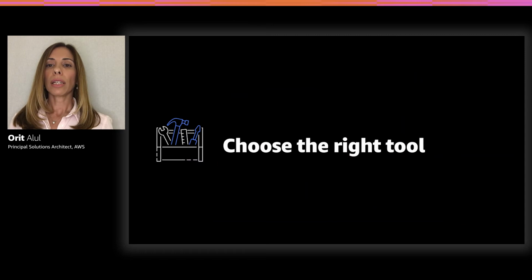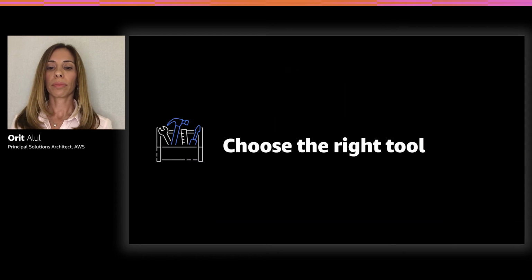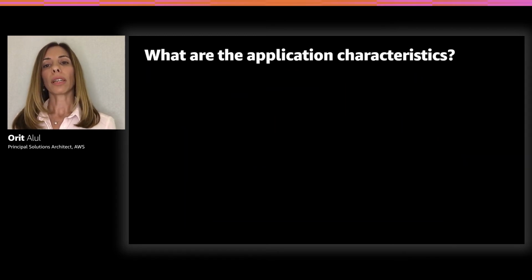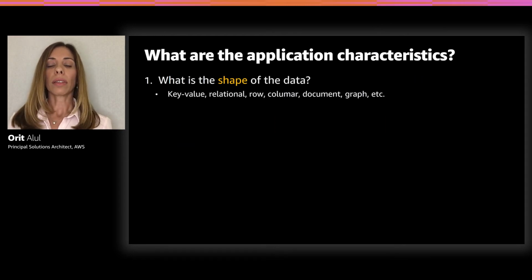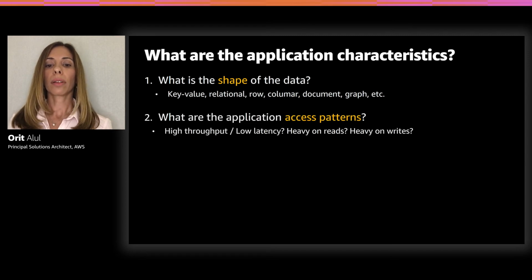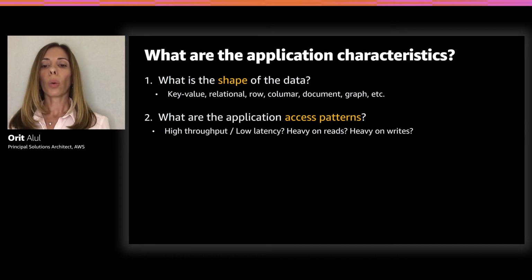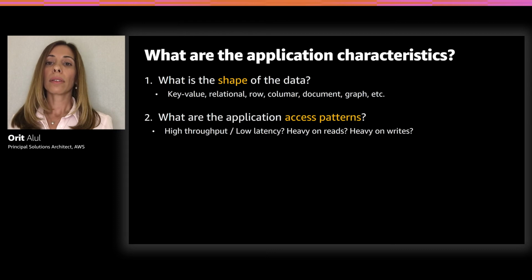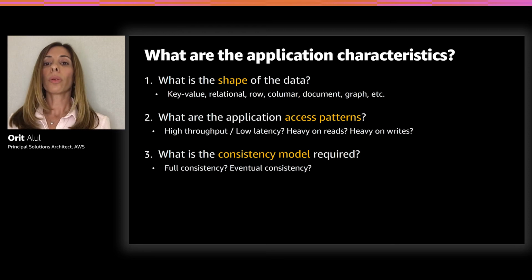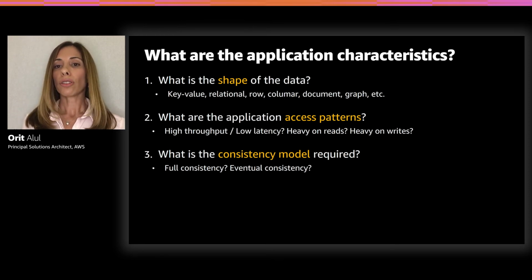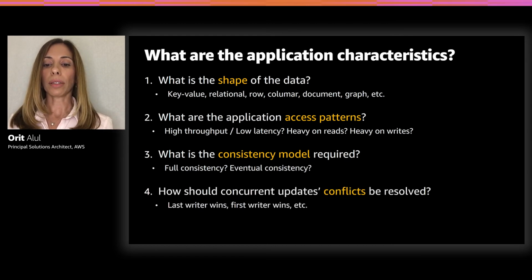My advice for you is choose the right tool. That's a good advice, right? But how do we choose the right tool? We choose the right tool based on the application characteristics. We should look at what is the shape of the data. Is it key value, relational, document? We should look at what are the access patterns of the application. Is it high throughput, low latency, heavy on reads, heavy on writes, heavy on both? What is the consistency model required? Do we really need full consistency, or eventual consistency can be good enough? And how should we manage conflicts of concurrent updates?